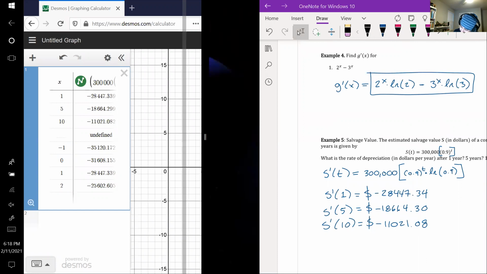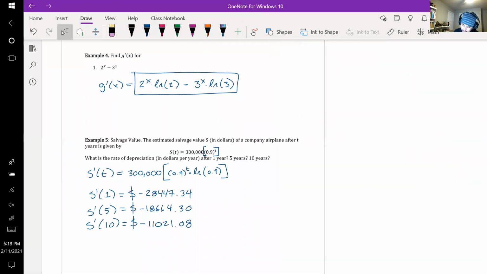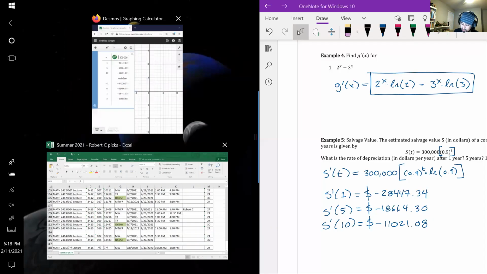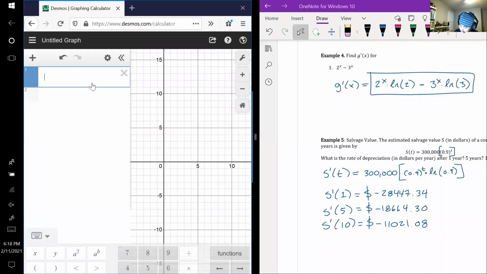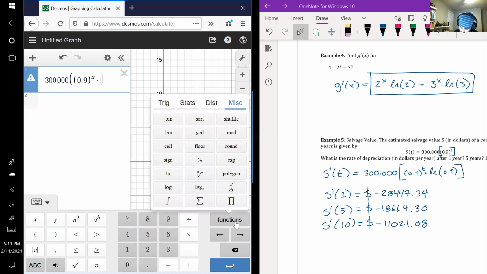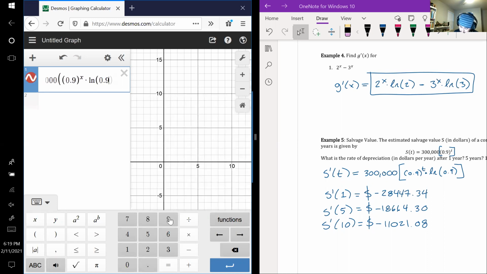There we go. Can you show us how you got that chart again on Desmos? For sure. So whenever you type these functions in, let's start over. I'm going to say 300,000 and then parentheses 0.9 raised to the x, move over, times the natural log of 0.9, close that, close that.